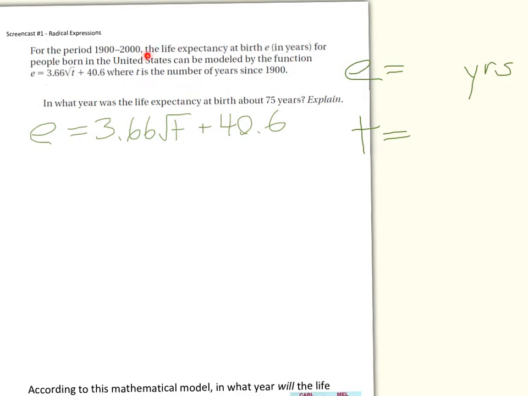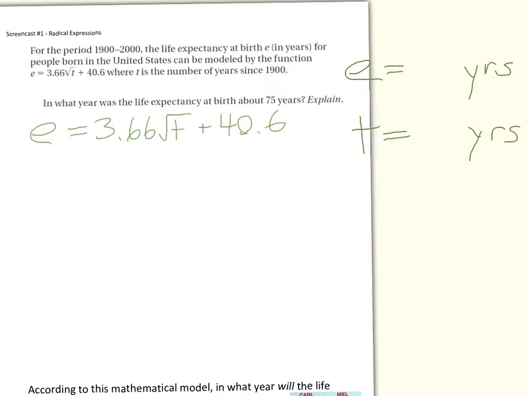t is the number of years since 1900. t is the number of years, so it still represents a number that is a number of years, but it's the number of years since 1900. So let's say we do all our calculations, and we realize that t is 5. Does that represent year 5? No, not exactly. That represents 5 years since 1900. So the math we'd do would be 1900 plus 5 years would be 1905.